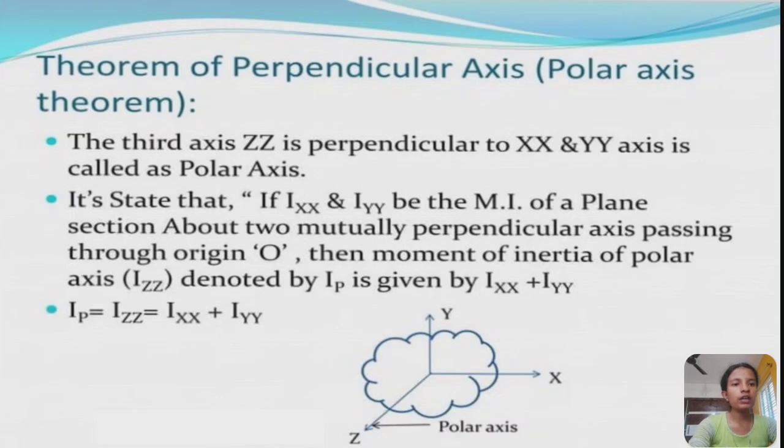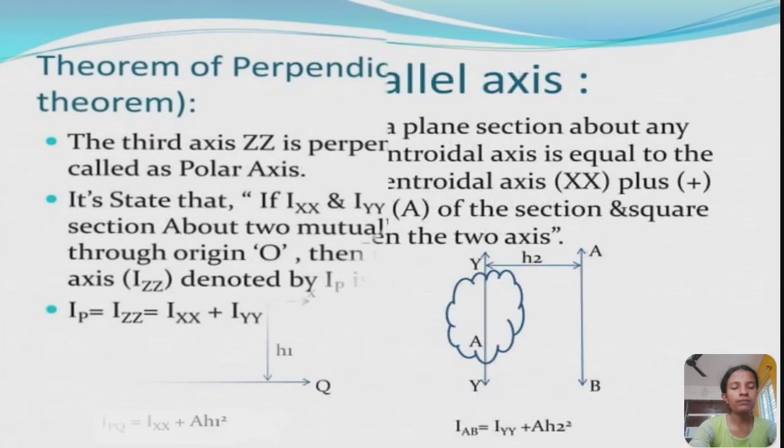Theorem of perpendicular axis, polar axis theorem. The third axis ZZ, perpendicular to the XX and YY axes, is called the polar axis. It states that if IXX and IYY are the moments of inertia of a plane section about two mutually perpendicular axes passing through the origin, then the moment of inertia about the polar axis IZZ, denoted by IP, is given by IXX plus IYY. That is, IP equals IZZ, which is equal to IXX plus IYY.